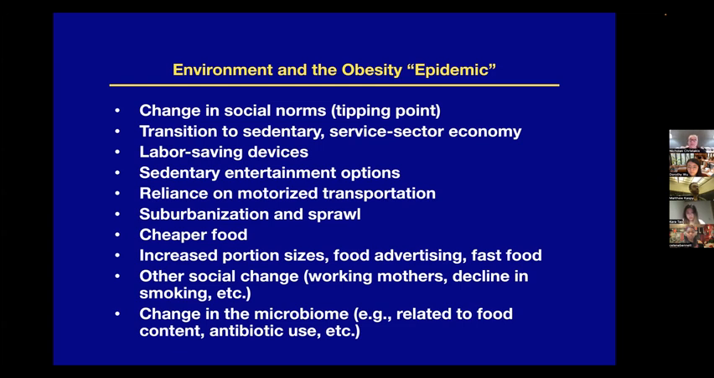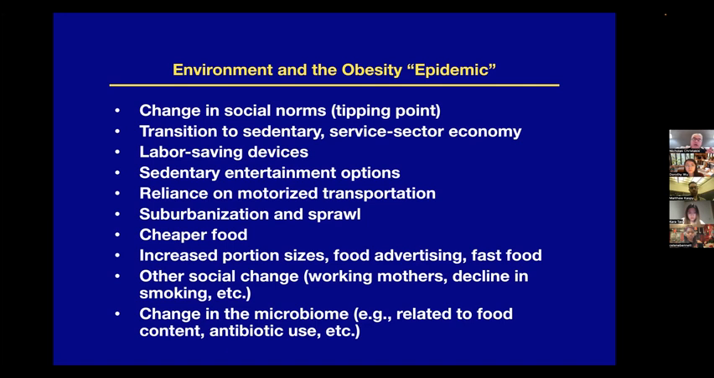And this public health aspect of obesity in turn raises our usual concern about how to understand the problem from a collective or individual perspective, in terms of structure or agency or both. And it turns out that there are numerous environmental factors that are important in contributing to the obesity epidemic. There has been a change in social norms about what a healthy body size is, a kind of tipping point. There's been a transition to a sedentary service sector economy. Fewer people are working in jobs that require physical activity. We have more and more labor-saving devices. We have sedentary entertainment options. People play video games instead of being out on the sports field. We rely on motorized transportation. We don't walk as much. We have suburbanization and sprawl.